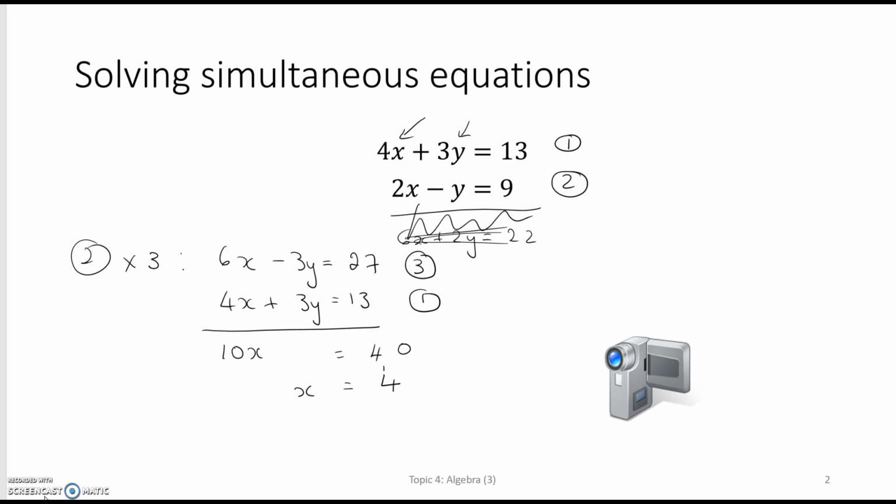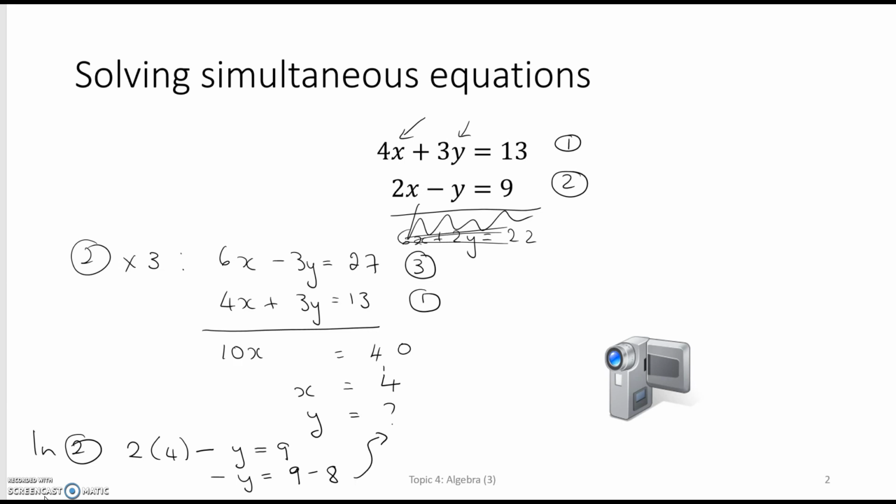Now, that's helpful. It's not totally helpful. What we need to find is y as well. So what we can do is, choosing either one of the original equations, we can put in 4 and then use it to find y. So let's take maybe the second one. So we're going to put it into 2. 2 times 4 minus y equals 9. So negative y equals 9 minus 8.